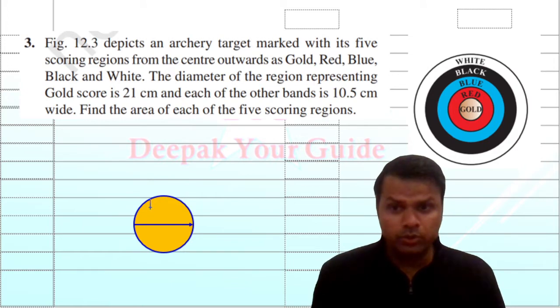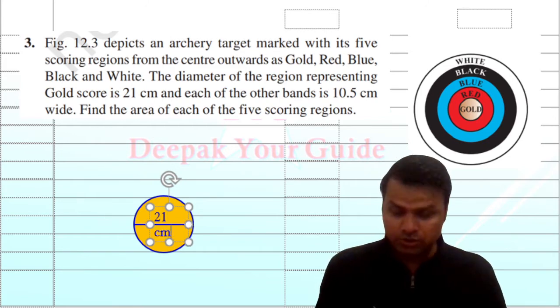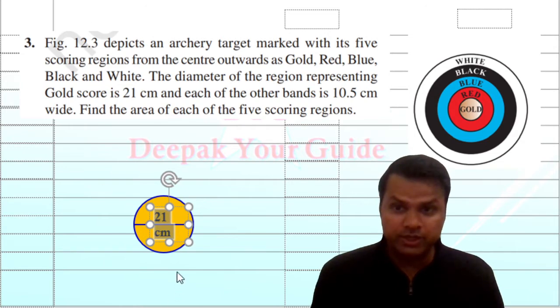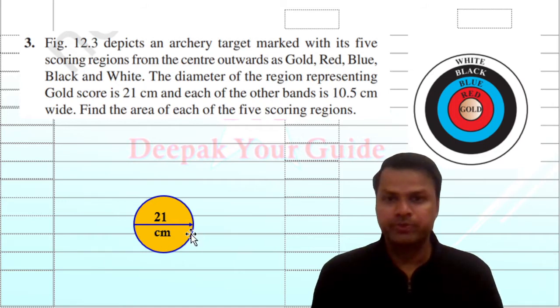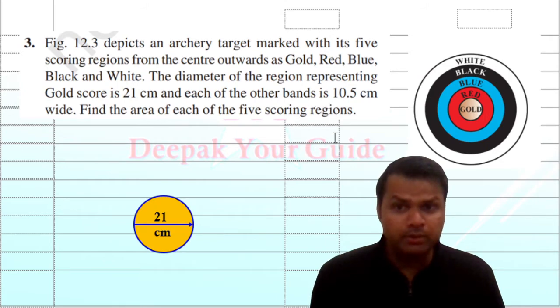It's important to understand the question, because till the time you don't understand the question, you cannot plan your strategy, how you're going to solve it. So read the question carefully. So this is 21 centimeters. That's what they have given, the diameter of this whole region. Now, in each of the other bands. What do they mean by bands? Let's understand. Bands means only this portion that you see.